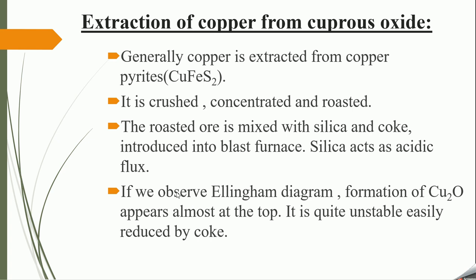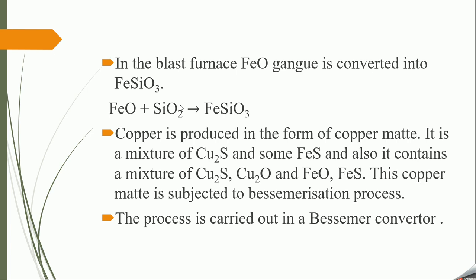Now let's see what happens in the blast furnace. We have taken a mixture of roasted ore, silica and coke into the blast furnace and hot air is blasted into the blast furnace. In the blast furnace, silica reacts with the iron oxide. Here iron oxide is a gangue present in the ore. Iron oxide reacts with the silica, that is a flux, to form iron silicate. Iron silicate is a slag.